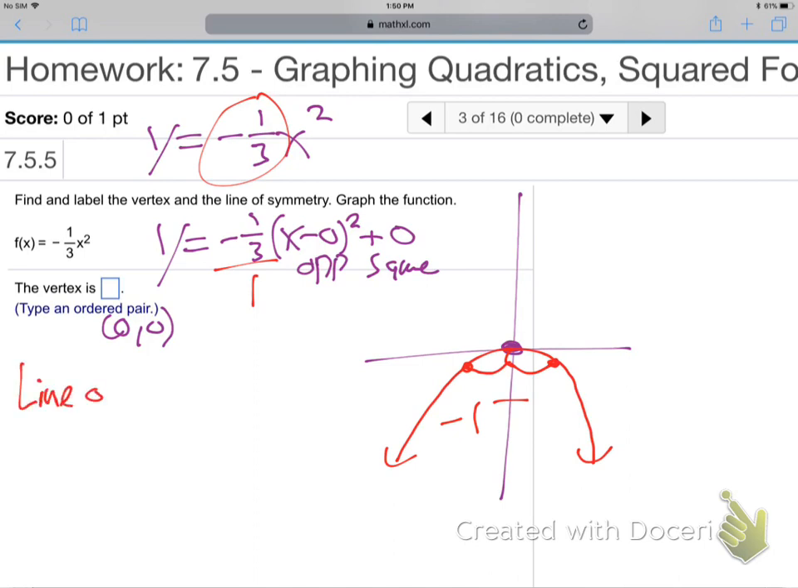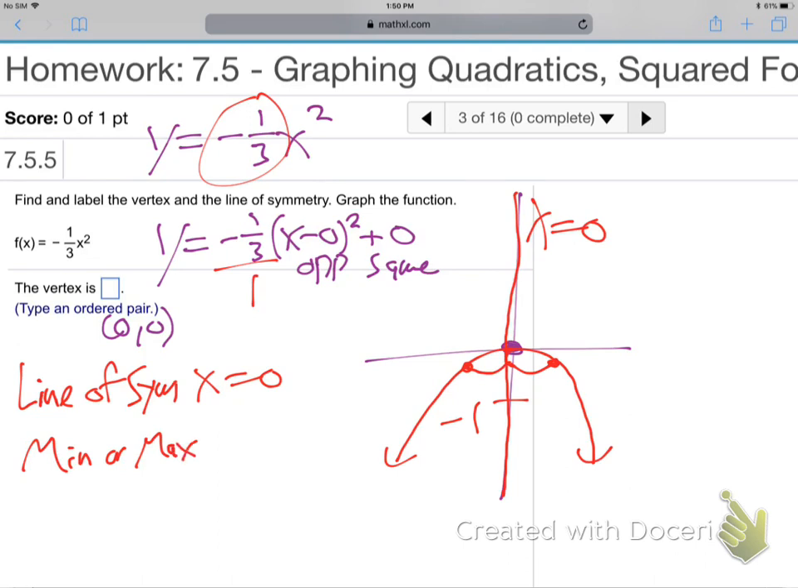So the line of symmetry is this line, which is x is 0. Oh, and this is going to have a min or a max. The maximum, which is 0, like the last one. Good? All is well? Is all well? I'm not scared. Little trick works.